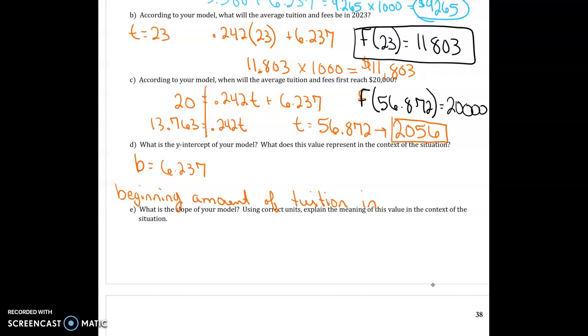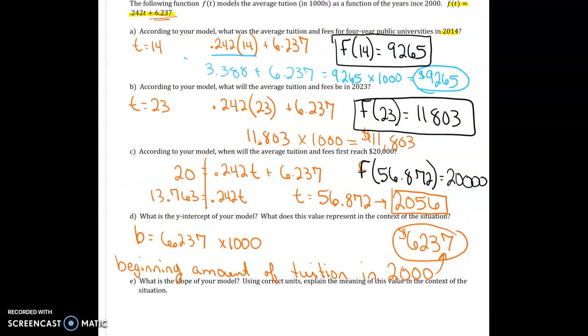And if this is the beginning, this is when it started in 2000. So realize that tuition, again, wasn't $6.24. If I take that times 1,000, my beginning tuition in 2000 is actually $6,237.